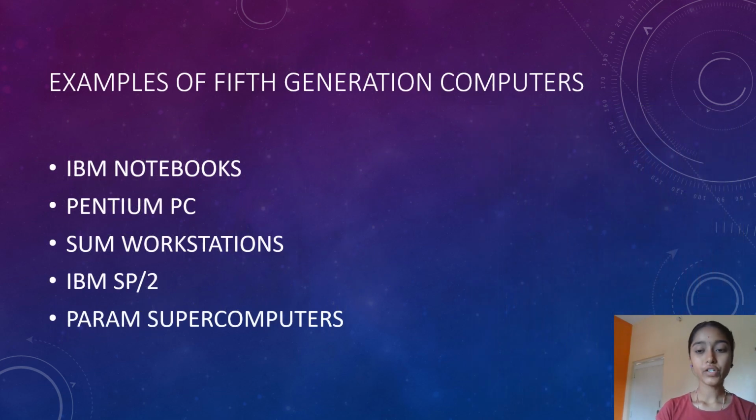Examples of fifth generation computers include IBM notebooks, Pentium PC, some workstations, IBM SP2, Param supercomputers. Highlights of fifth generation computers. They are faster, smaller, cheaper, powerful, reliable, and easier to use compared to prior generation computers.